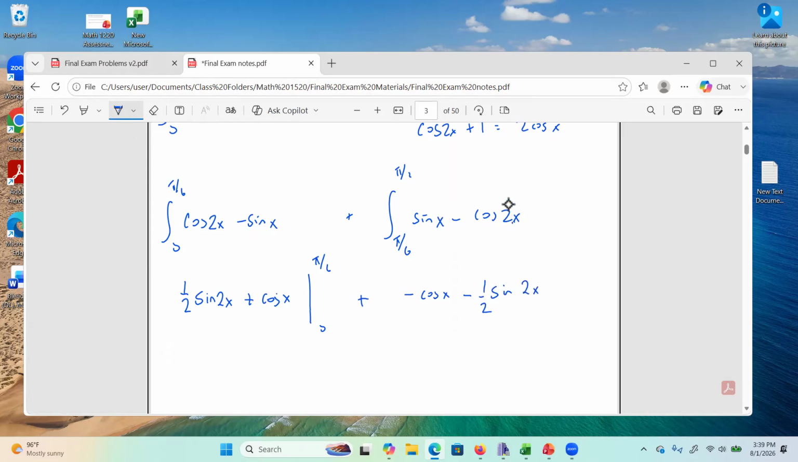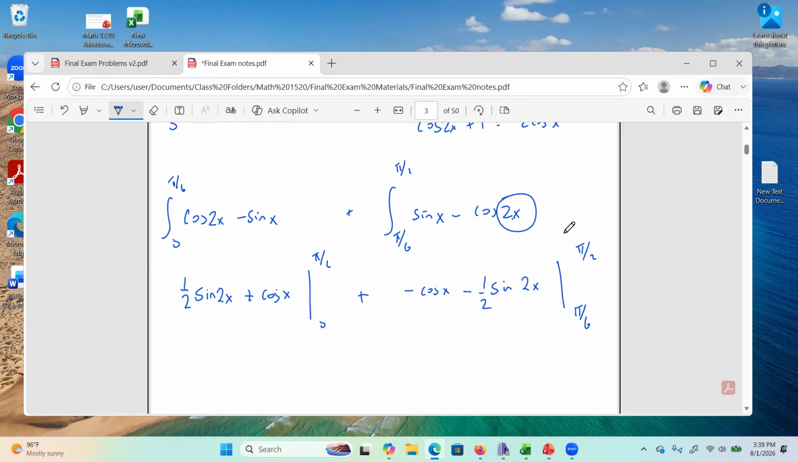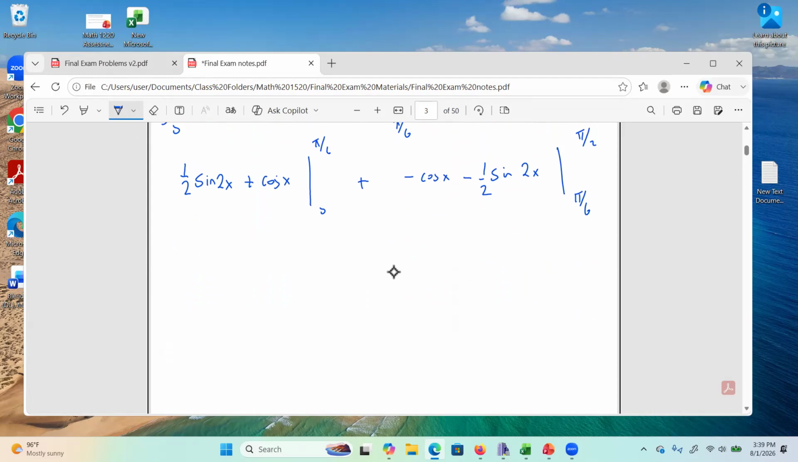The 1/2 comes from the fact that I need a u substitution here. It's just that we've done this all semester. I'm going to go ahead and do that, and we're going to go from pi over 6 to pi over 2. But don't answer yet. There's a lot of negative signs here. I don't like a lot of negative signs.